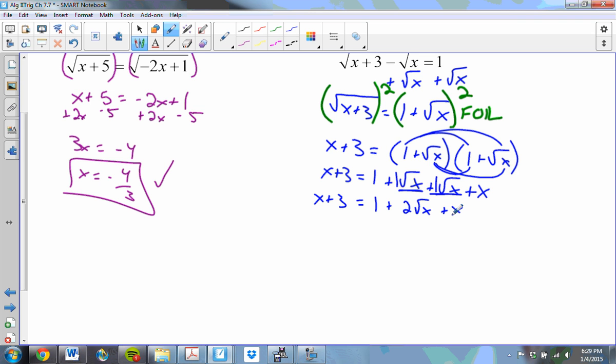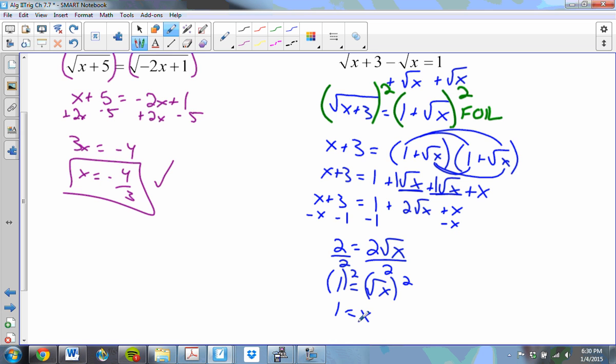And I have a radical still. I have this 2 root x term left over. I still have to deal with that radical. So I'm going to move everything away from it. Subtract a 1 from both sides, subtract an x from both sides, and I end up with 2 equals 2 root x. Divide both sides by 2. 1 equals root x. Square both sides, and I get that 1 equals x.